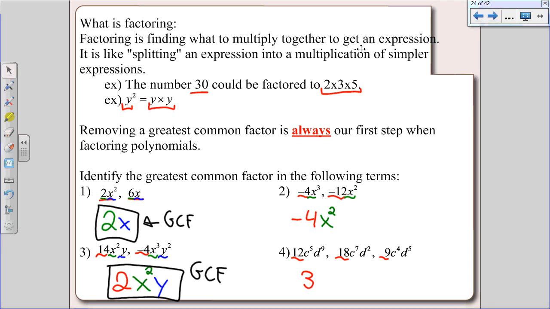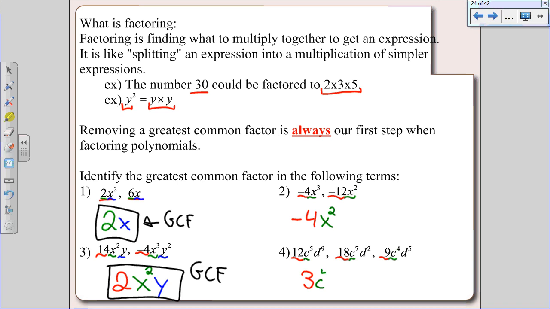Then I go on to my next letter. It's C. I have C to the power of 5, C to the power of 7, C to the power of 4. The biggest number of C's that can go into all of them is 4. Awesome, because that's the lowest exponent out of all of them. So C to the power of 4.